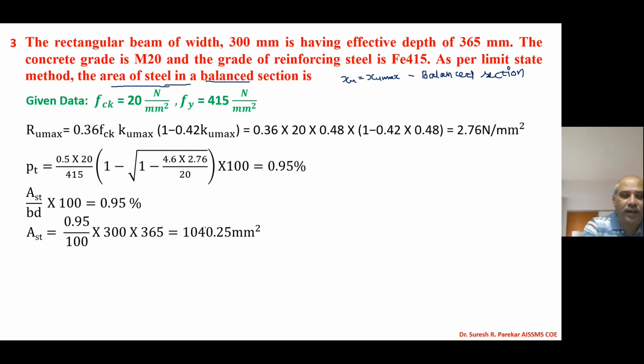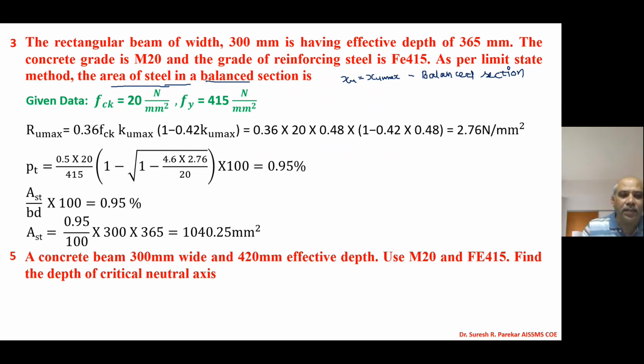Then we have a concrete beam 300 mm wide, 420 mm effective depth, M20 and Fe415. Find the depth of critical neutral axis. Actually, this depth is always measured from the compression side. We have one example: find the depth of neutral axis from compression side. That will be the same, so no change; it is only the depth of critical neutral axis.